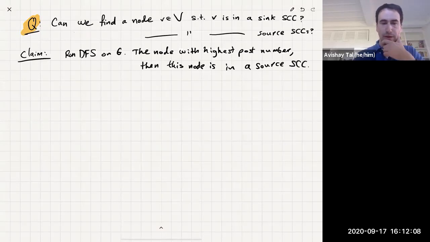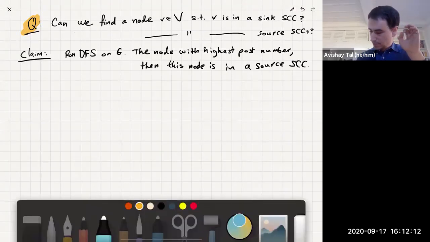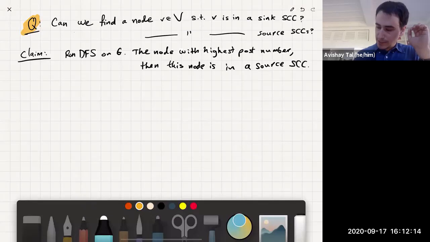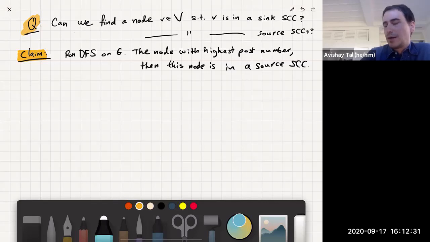Now, before we prove this claim, and proving it would take us the entire slide, it's not a trivial claim, but it's also not too hard. But why is it useful? We wanted a sink, not a source. So how can a source help us?